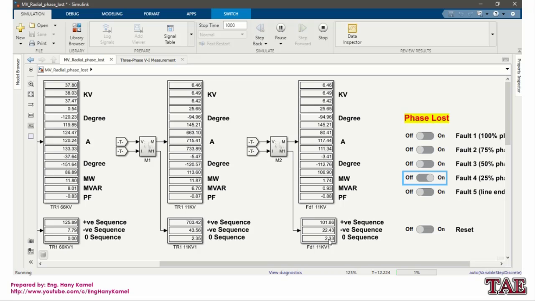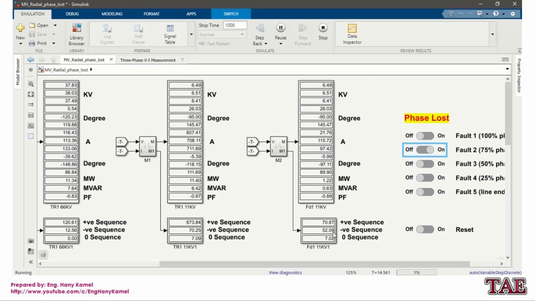There is some zero sequence value because of a charging current of the 3-phase line. Before it was 0 because the 3-phase was available. Now we cut one phase. Fault number 3, zero sequence increased for the feeder, and for all the system.